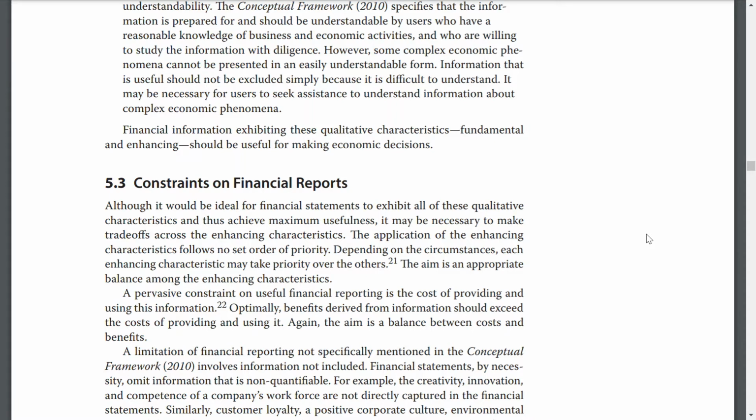A pervasive constraint on the use of financial reports is the cost of providing and using information. Optimally, benefits derived from information should exceed the cost of providing and using it. Again, the aim is a balance between cost and benefit.